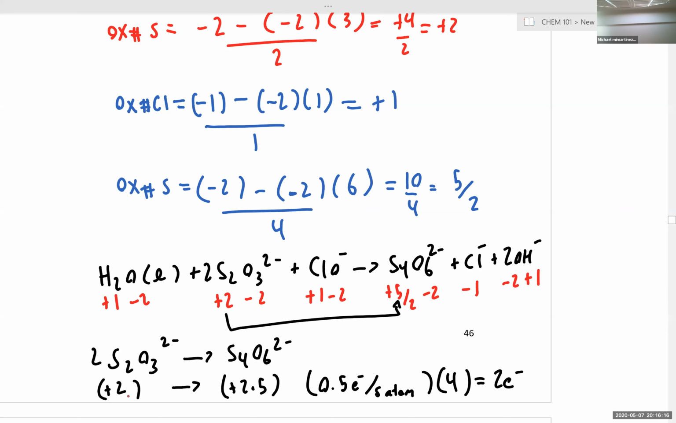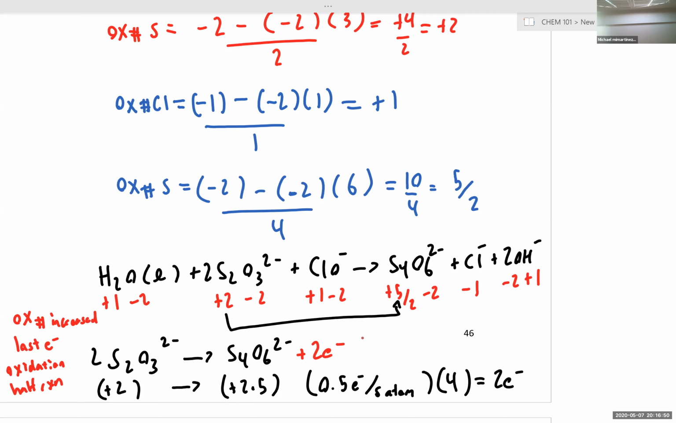So if our oxidation number increases, let's discuss this. Our oxidation number increased, ergo we lost electrons. So we're looking at an oxidation half reaction. We place our electrons on the right-hand side. If our oxidation number increases, you place your electrons on the right-hand side. Does that make sense to everyone so far?